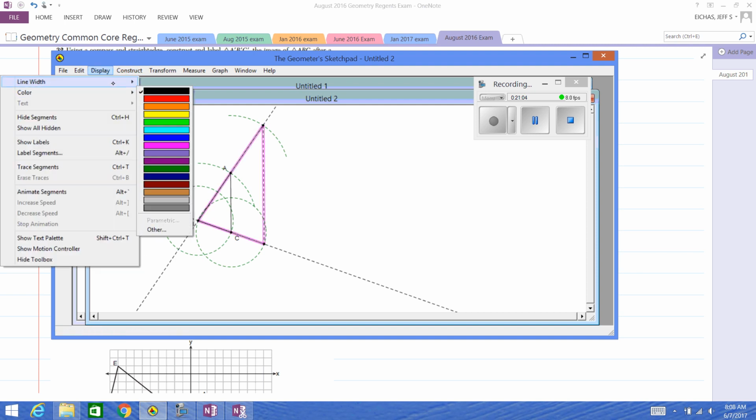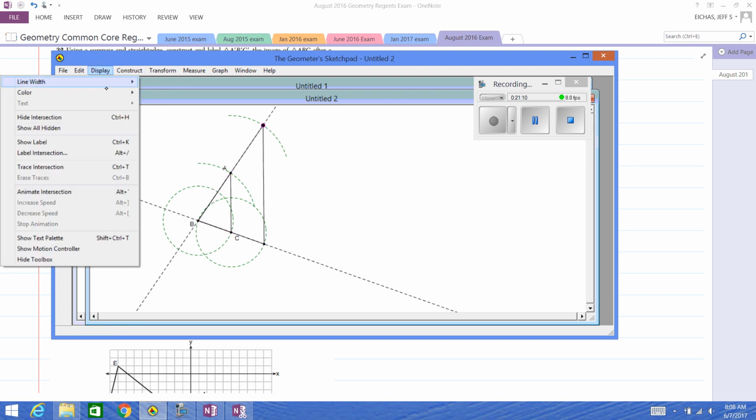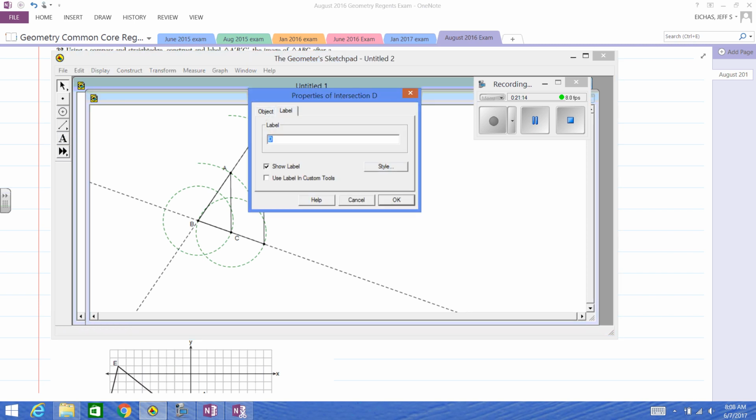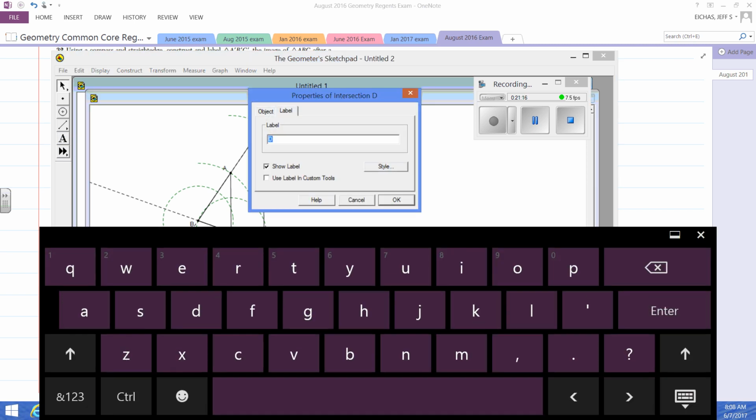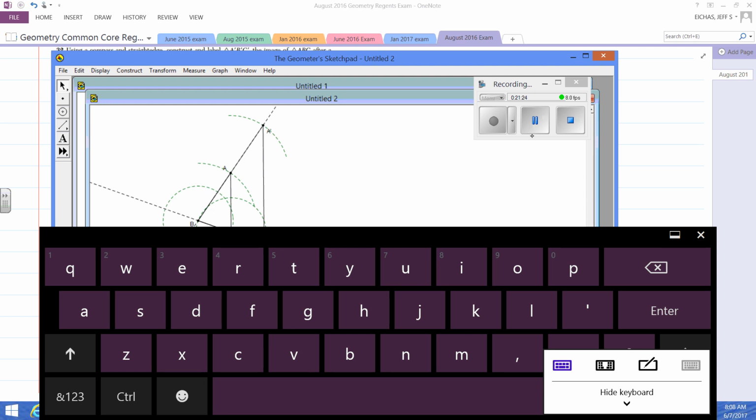Let's make those actually thin. And of course, you've got a label. Make sure you call it A prime. And of course, the other one is C prime. So, good enough?